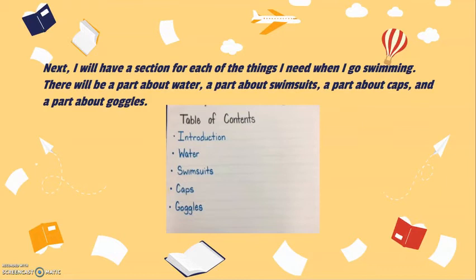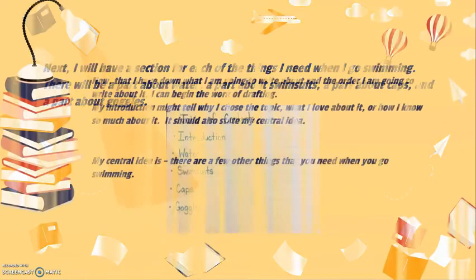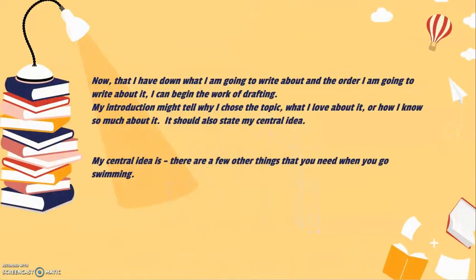Next, I will have sections for each of the things I need when I go swimming. There will be a part about water, swimsuits, caps, and goggles. Now that I have down what I'm going to write about in order, I can begin the work of drafting.